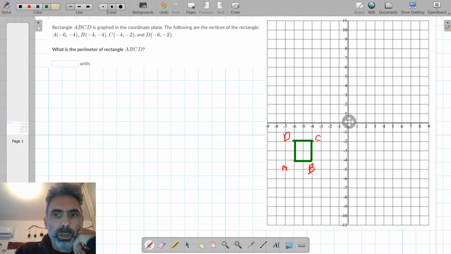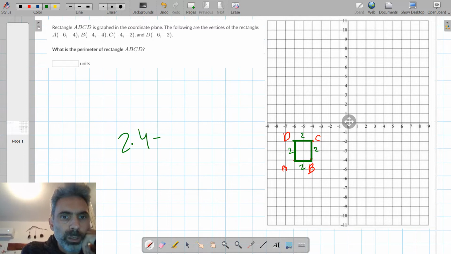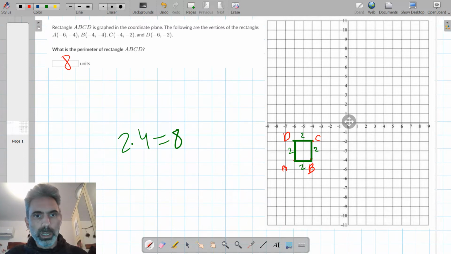So the perimeter is 2 times 4. Each side is 2. We have 2 plus 2 plus 2 plus 2, which is 2 times 4, which is 8. So the answer is the perimeter of the rectangle ABCD is 8 units.